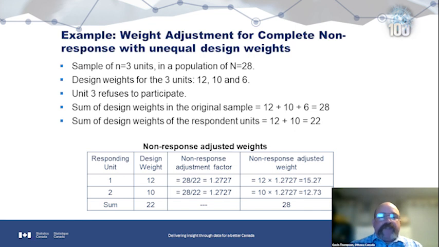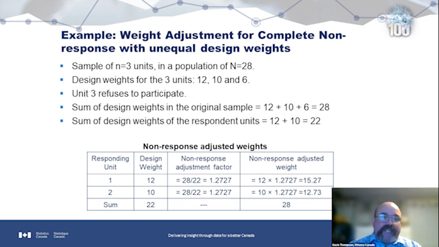So the sum of the design weights, 12 and 10 and 6, gives us 28, which gets us back to our original population, which is what we're trying to do. But the sum of the design weights of the responding units is only 22. So if we did analysis on this, we would always say, of our population of 22 businesses, let's say, these are the following answers. And people would say, but there are 28 businesses in this population. This is why we have to adjust their weights up to make them represent the 28.